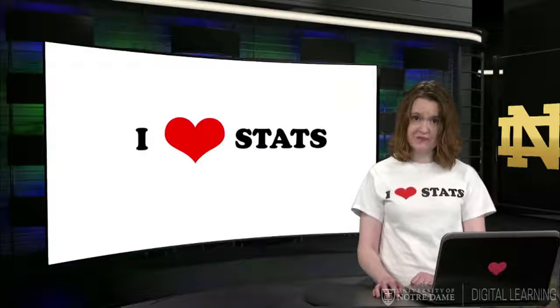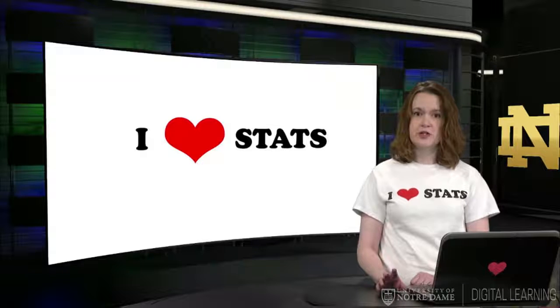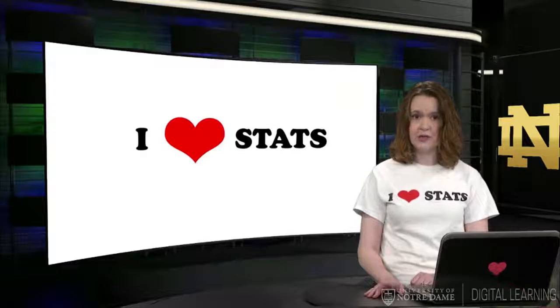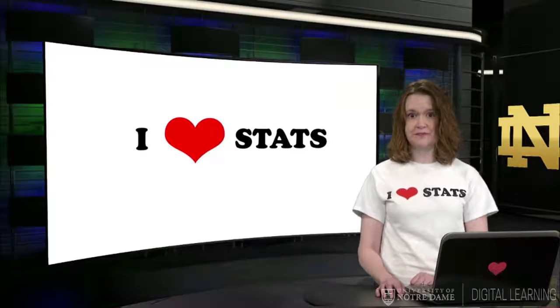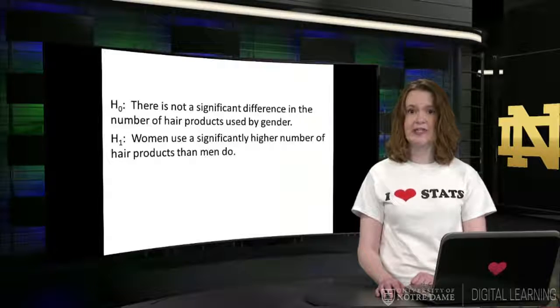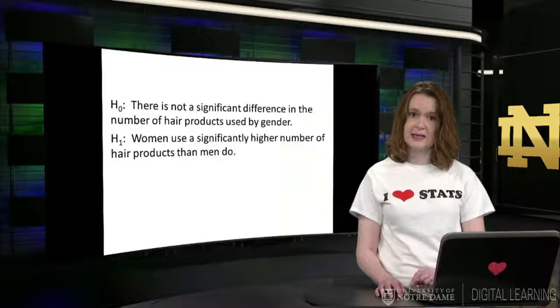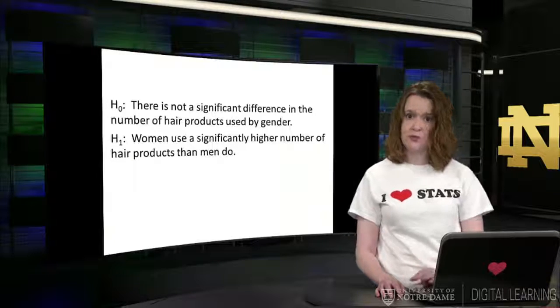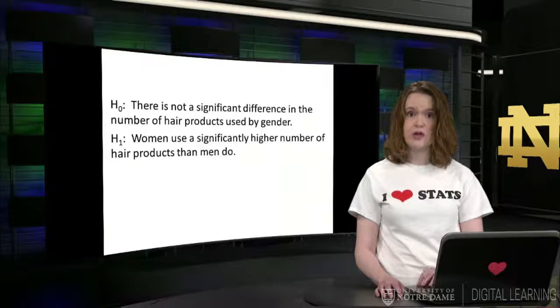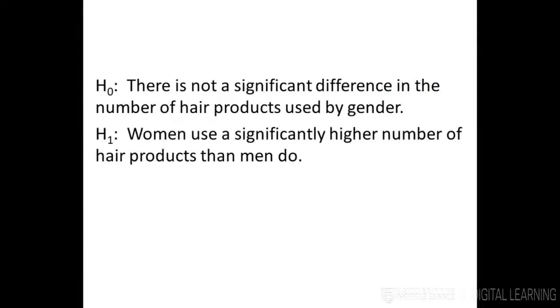Okay, did you finish? Great. So let's look at my hypotheses, the ones that I wrote, and see how they compare with what you wrote. So every time we write a null hypothesis, it's going to say about the same thing. It's going to say there's no significant relationship between variables, or there's no effect of one variable on another. So in this case, we're going to say that there is not a significant difference in the number of hair products used by gender. That's indicating that one is not causing the other, is not affecting the other.